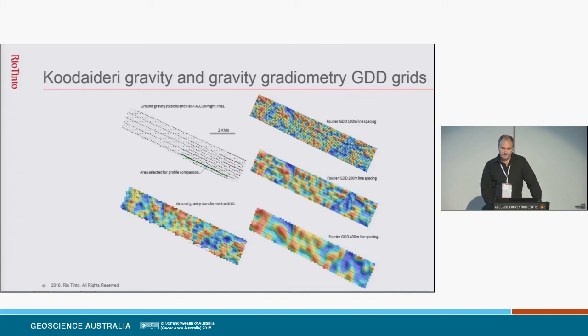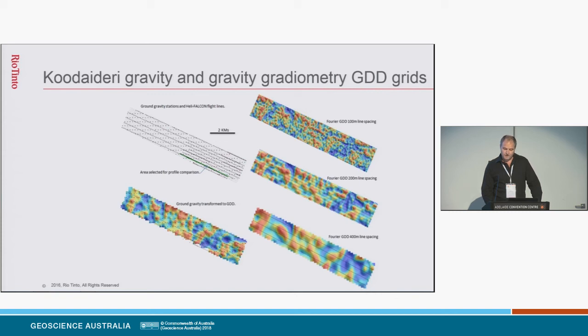Part of the Kadaidri Heli-FALCON survey overlaps with previously acquired ground gravity, providing another opportunity to investigate the Heli-FALCON data at 100, 200 and 400 metre line spacing. So up here we have the original data with the flight lines overlaid. We have the 200 metre with its lines, and we have the 400 metre. Over here I've upward continued the ground gravity and transformed to GDD. Please keep in mind the 500 to 1200 metre half wavelength target size for detrital exploration.